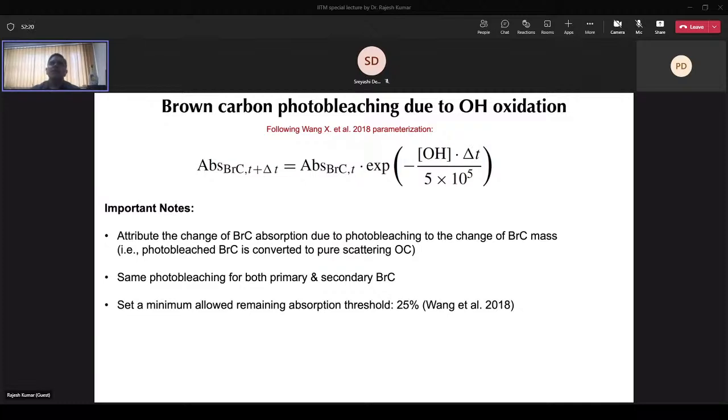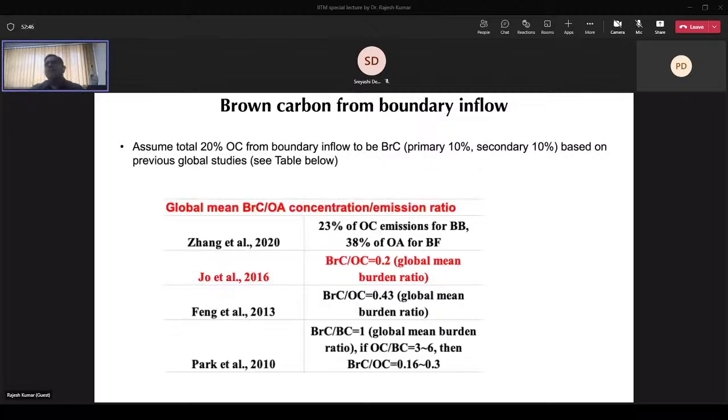So if the model predicts that due to photo bleaching, the absorption due to brown carbon goes below 25%, we restrict it to 25%. Otherwise, it's a purely scattering aerosol, and there is no need to have brown carbon. This is an assumption that has also been used previously, but it needs to be evaluated whether this is a correct number or not. All right, so this is all the processes within the model.